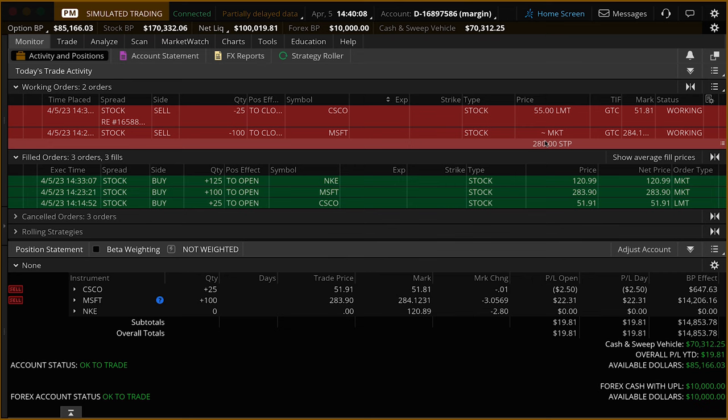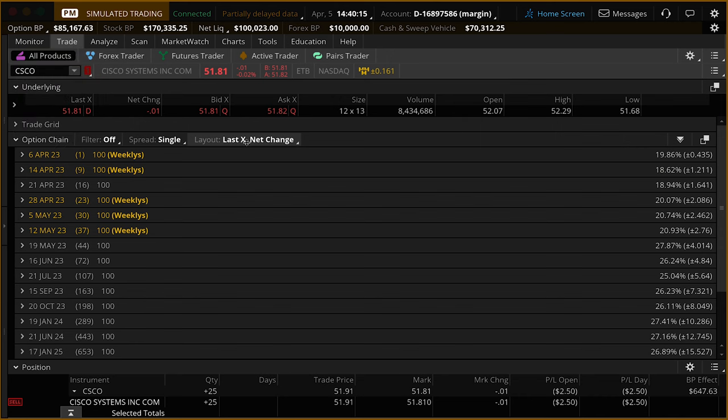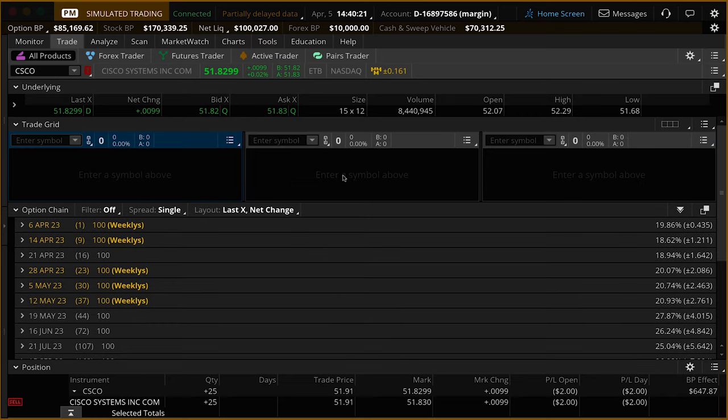Now next we're going to look at a couple different ways that we can continue to customize this platform as a stock trader. We're going to go back up to the trade tab, and I want you to look over here on the left-hand side. You're going to find this section that says trade grid. Go ahead and expand that, and you'll see we have three little gadgets here.